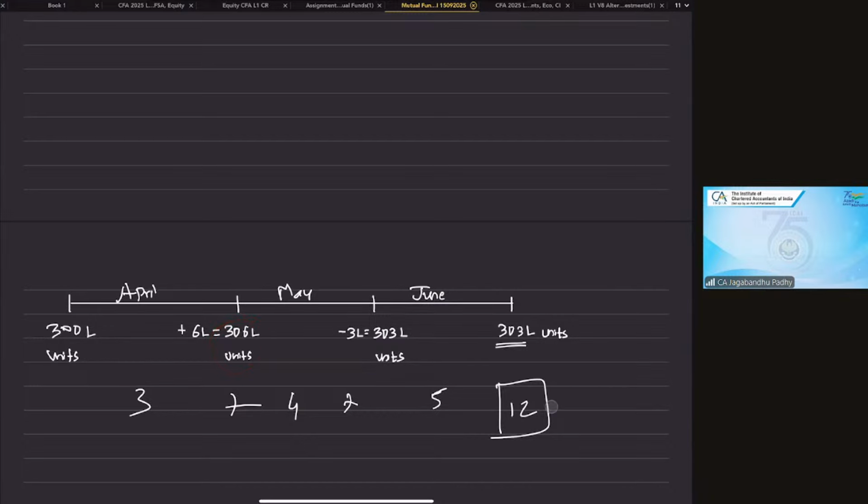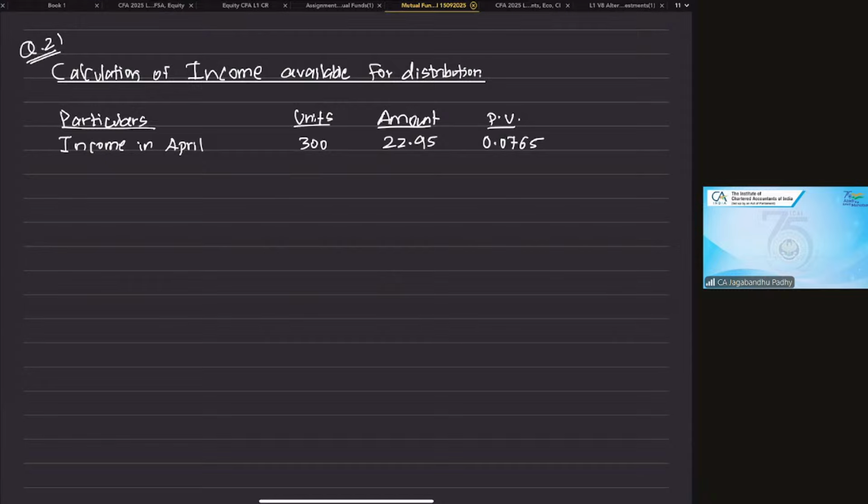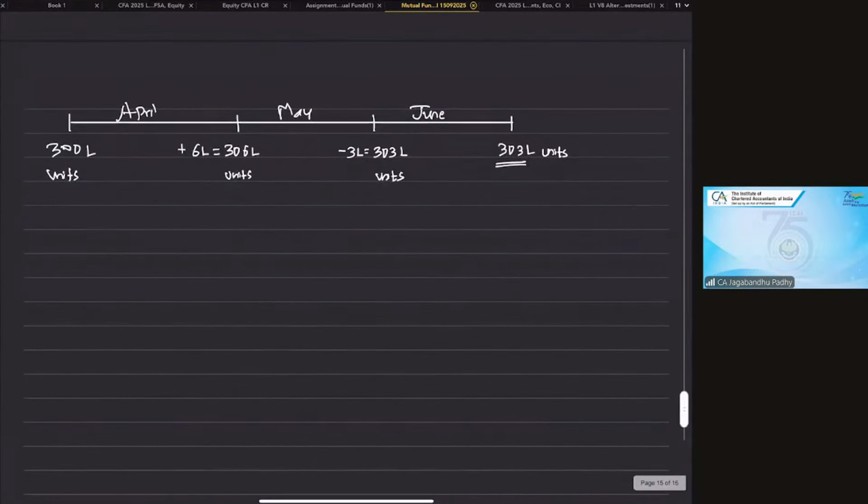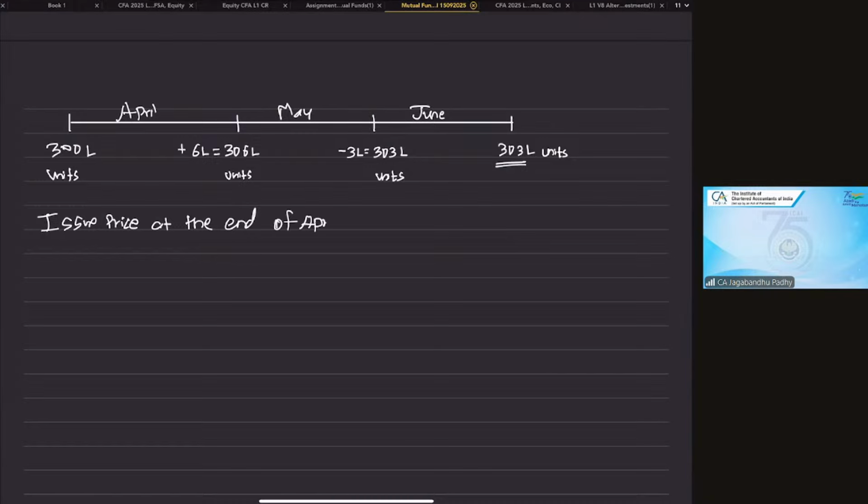So now we know that income in April is 0.0765 per unit, right? And this is something which I need to charge my unit holders, right? So let us calculate over here the issue price at the end of April. We are obviously going to charge them the opening NAV, because the question says that we are going to issue the units at opening NAV, which is 18.75.